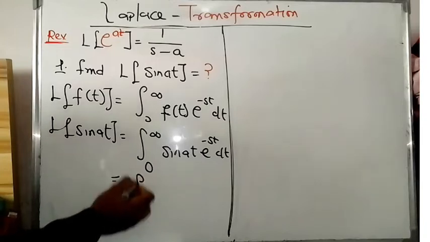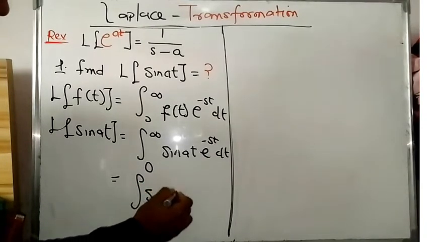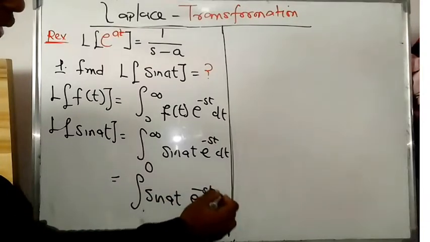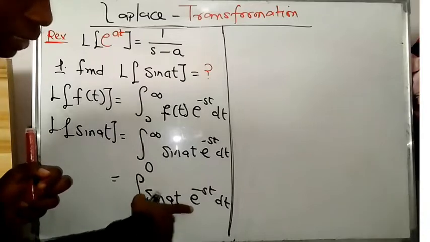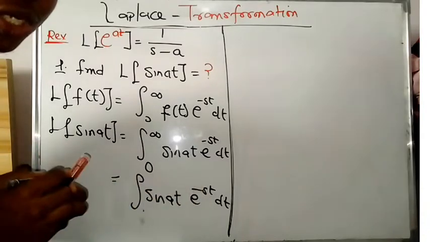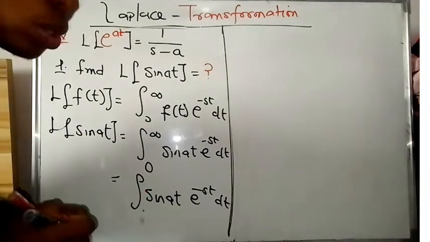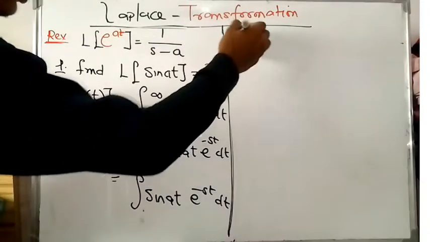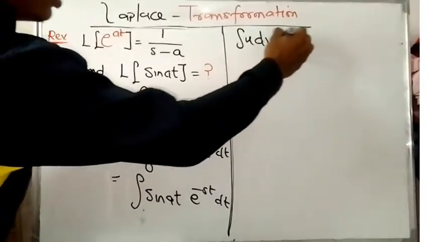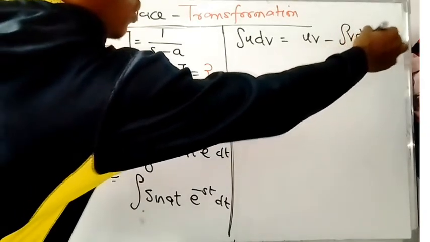We have the integral of sine at exponential minus st dt. Like I said, these are two functions of t, sine at and exponential minus st, so we need to apply integration by parts. What's the formula for integration by parts? The integral of u dv is equal to uv minus the integral of v du.